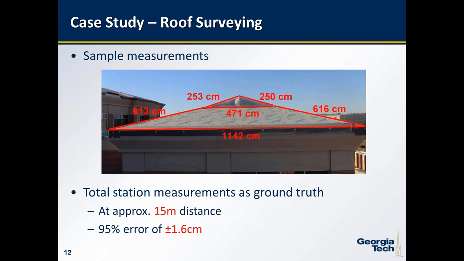Then from that we could extract some sample measurements, which you can see here in centimeters, just the boundaries of the roof planes that we are interested in. As I mentioned, total station measurements were used for ground truth data, and the result was that the 95th percentile error of the measurements was almost plus or minus 1.6 centimeters, which is a little bit more than half an inch. And these data were collected from a distance of approximately 15 meters from the object.